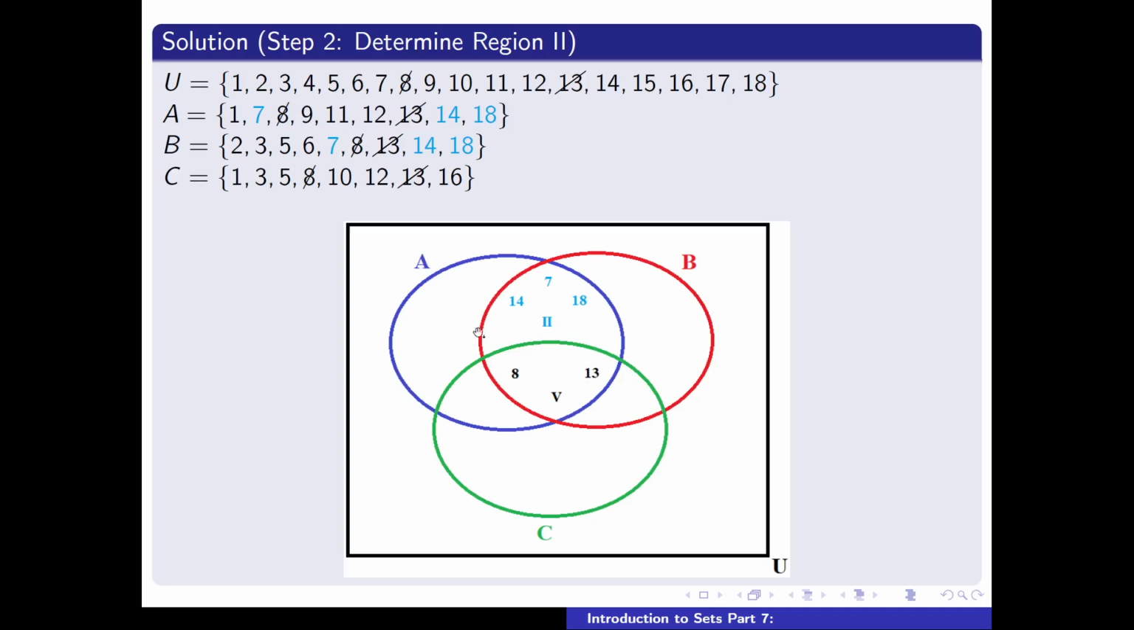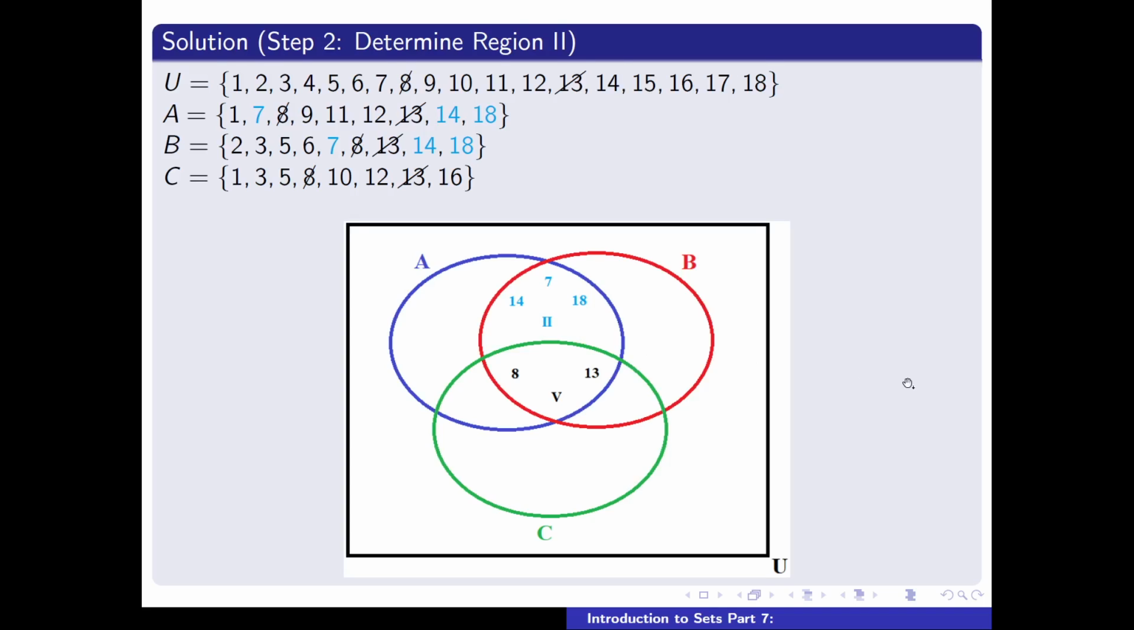So as per the instructions, we do our spiral out, right? We already have the center, so we move out to region 2 here, which are the elements shared in A and B that I haven't already placed in region 5. So I look at just the remaining elements that are not scratched out, and what's left over in A and B that are in common. We see here elements 7, 14, and 18 are in both A and B. And so we place those in region 2.